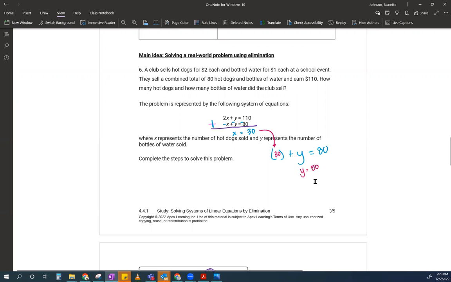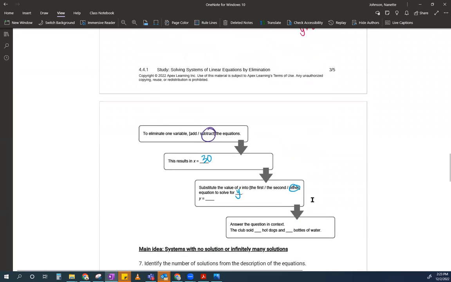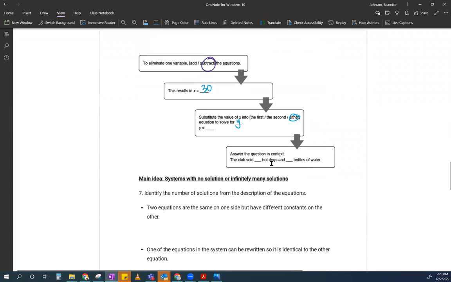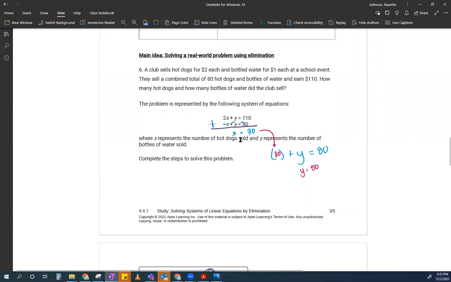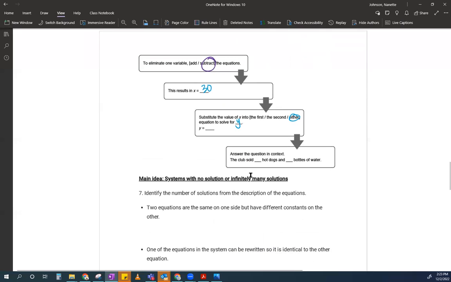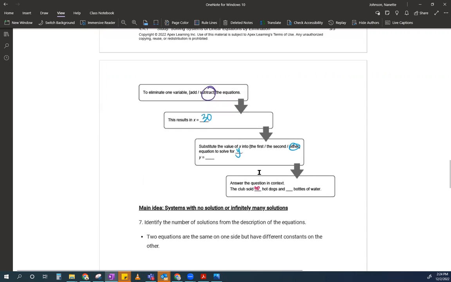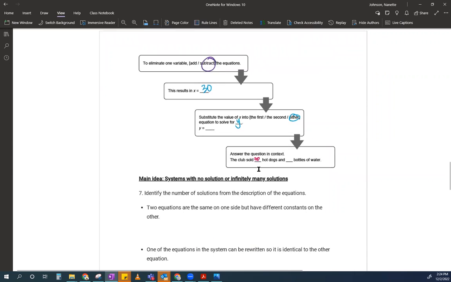Okay. So now I'm going to write my answer in the context. So x, what was x? X represents the hot dogs. So 30 hot dogs. And then we got 50 water bottles.